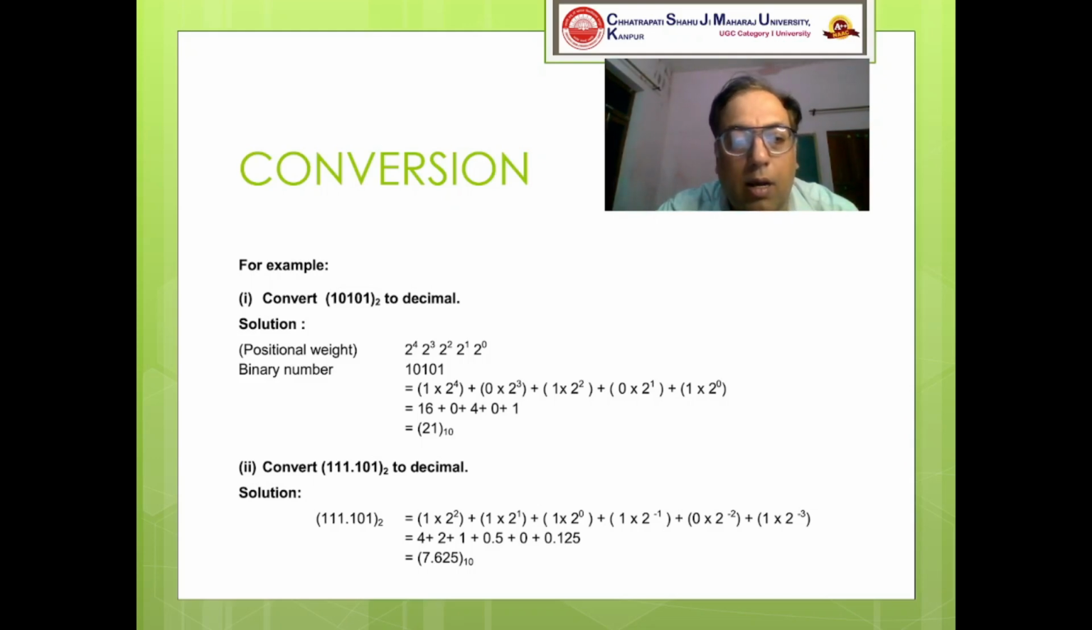the binary digits on the right-hand side of the binary point will be taken with negative positional weights: 1 into 2 to the power of minus 1, 0 into 2 to the power of minus 2, and 1 into 2 to the power of minus 3, which will yield 4 plus 2 plus 1 plus 0.5 plus 0 plus 0.125, which adds up to 7.625. So in this way, you can convert a binary number to a decimal number.